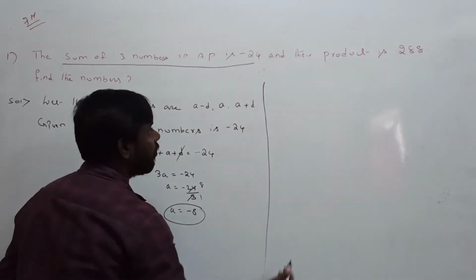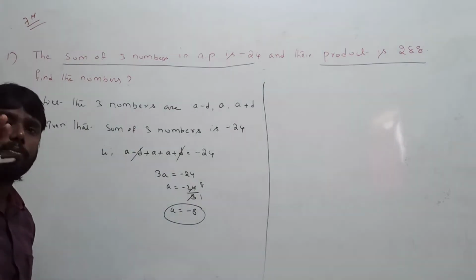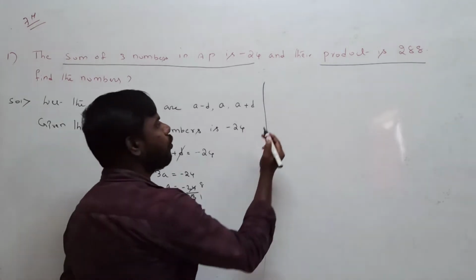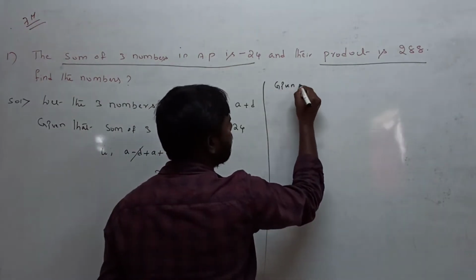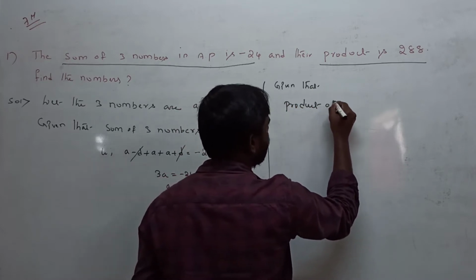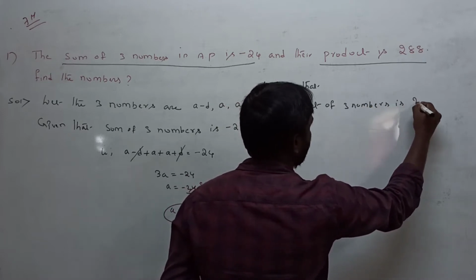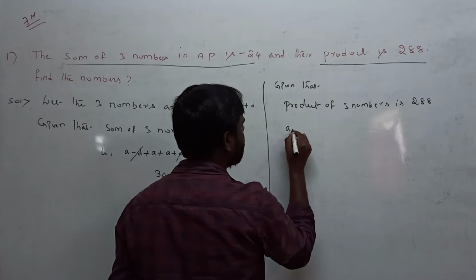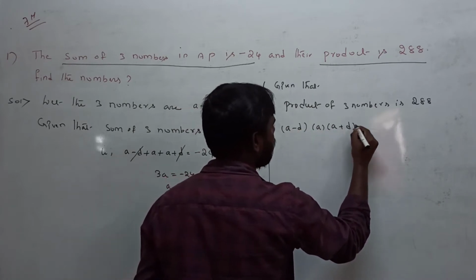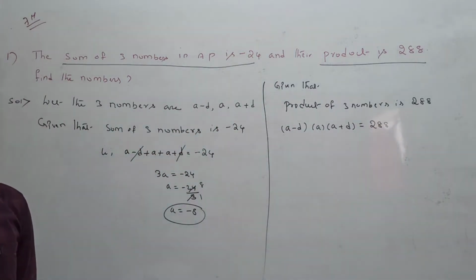Next, they have given that the product of the three numbers is equal to 288. First, the sum of the three numbers is equal to minus 24. Product of the three numbers is equal to 288. So the first number is a minus d, second number is a, third number is a plus d, and their product is equal to 288.